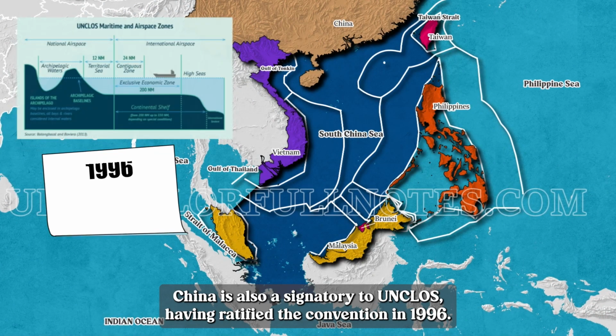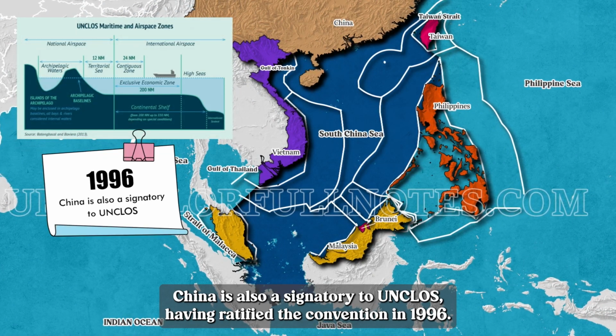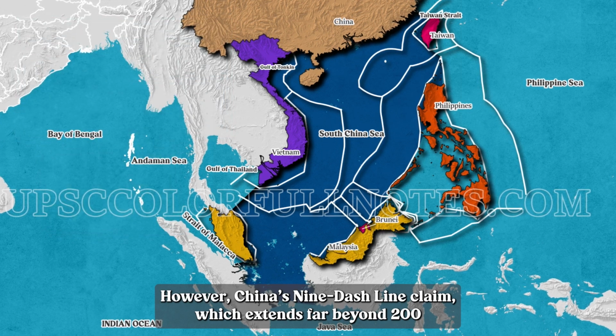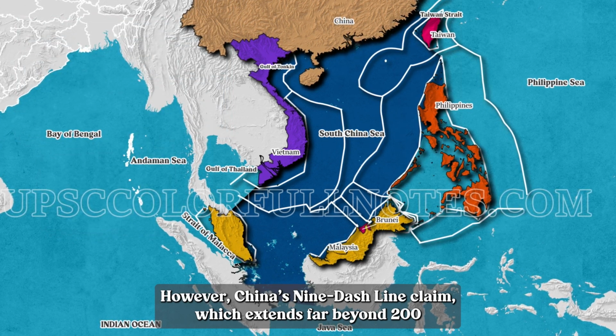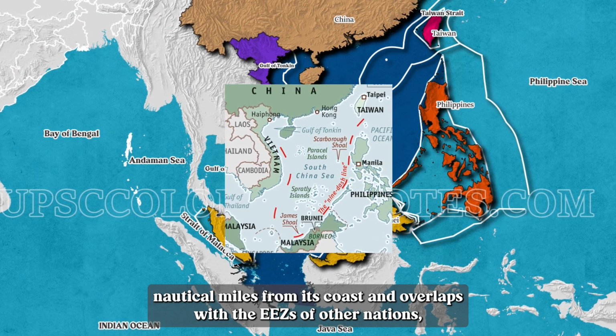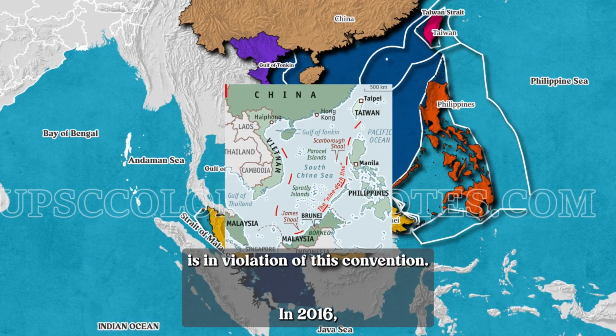Importantly, China is also a signatory to UNCLOS, having ratified the convention in 1996. However, China's 9-dash line claim, which extends far beyond 200 nautical miles from its coast and overlaps with the EEZs of other nations, is in violation of this convention.